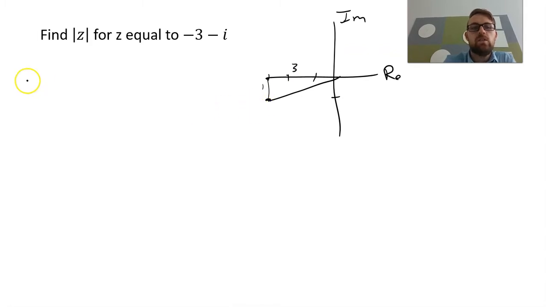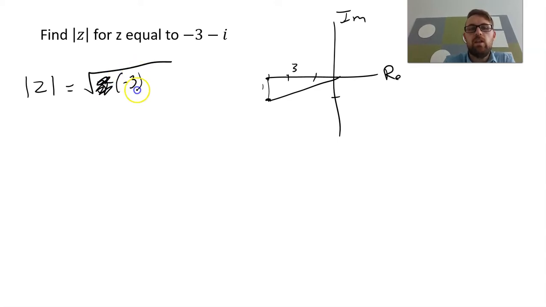All right, so using Pythagoras, the length of our vector is the square root of 3 squared. And you know what? We can actually do the square root of (-3) squared, as long as we put the negative in brackets. Plus, this is just an i, we know it's -1i, so (-1) squared. Oops, (-1) squared. All right, put that in. We're going to get the square root of 9 plus 1.